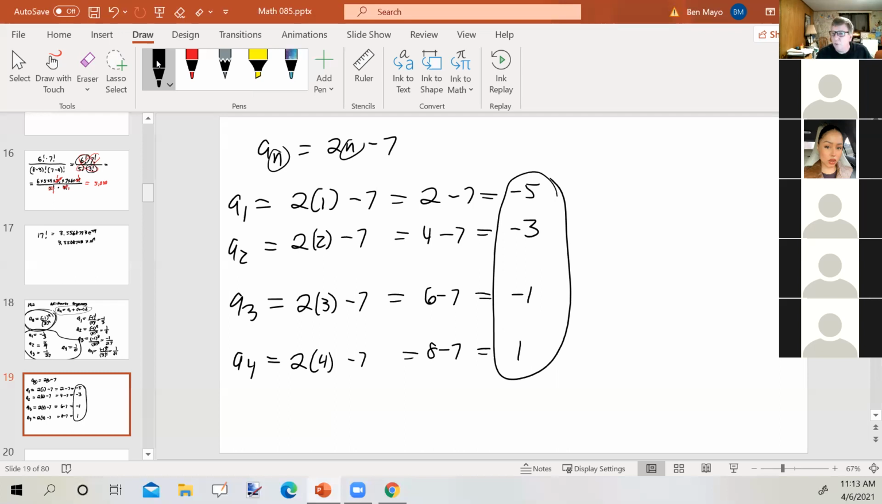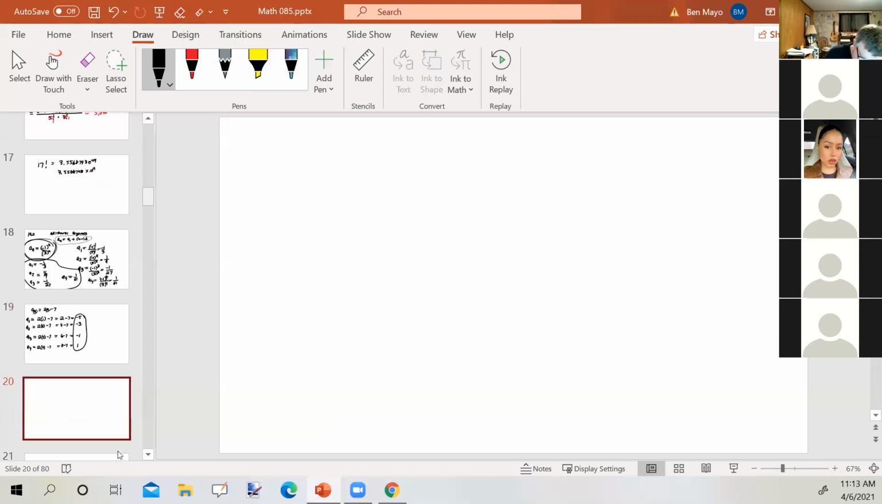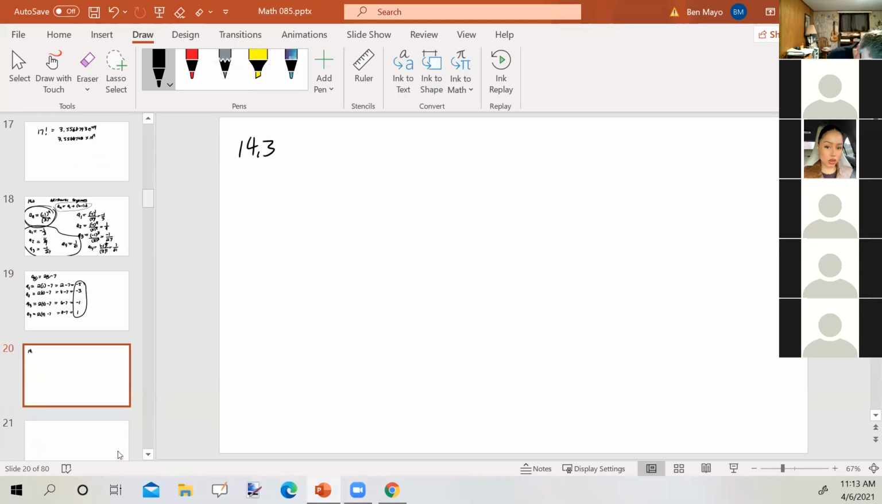Okay. Do you want me to do some other examples from 14.2? All right, well then we'll go on to 14.3, which was geometric sequences. And the general formula for that was a sub n is a sub 1 times r to the n minus 1 power. Any specific questions here?